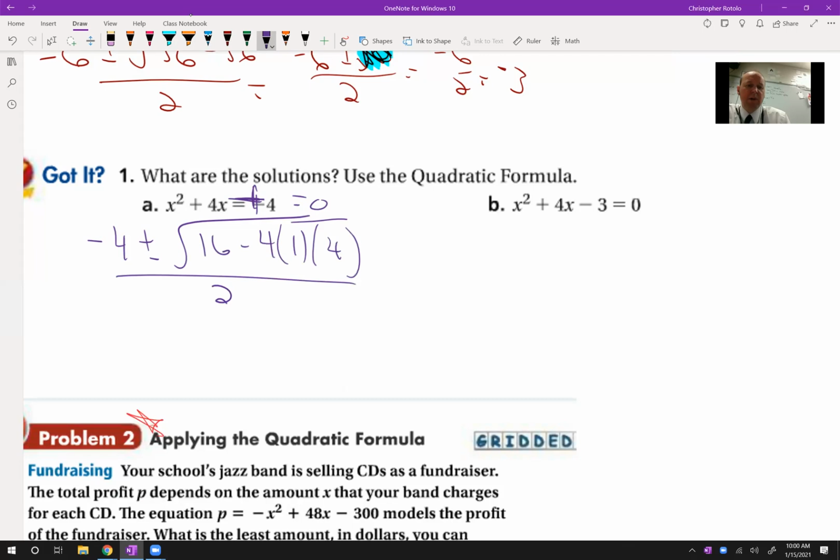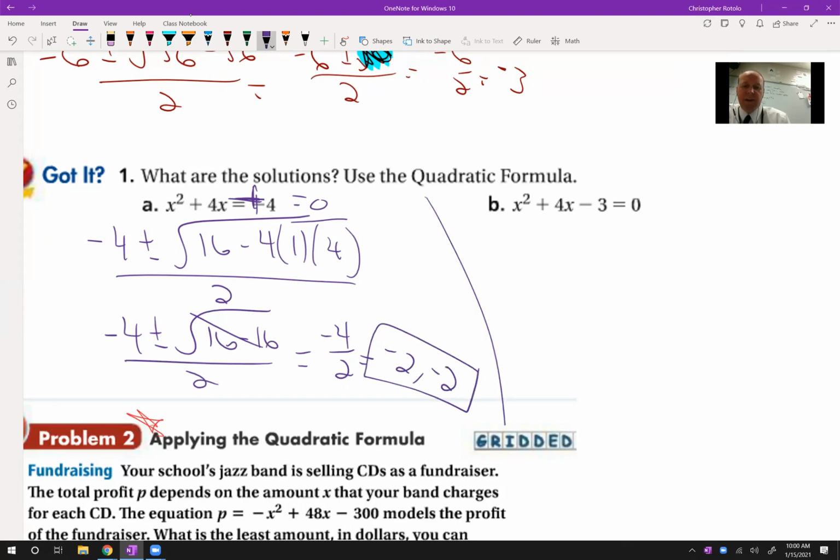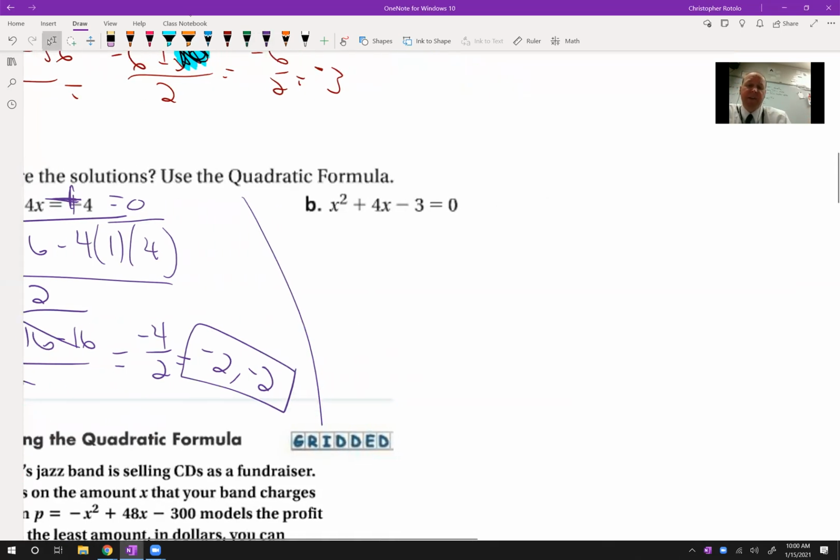2 times 1 is 2. So negative 4 plus or minus the square root of 16 minus 16 over 2. Well, that's going to be 0. So it's negative 4 over 2. So it's just negative 2 and negative 2. Now, if you only get one of those right now, I understand. And as we start taking a look at the graph, we're going to circle back in this chapter to graph it. And I'll show you why that is what it is and why I'd like to see 2 of them and how that's going to help you later.